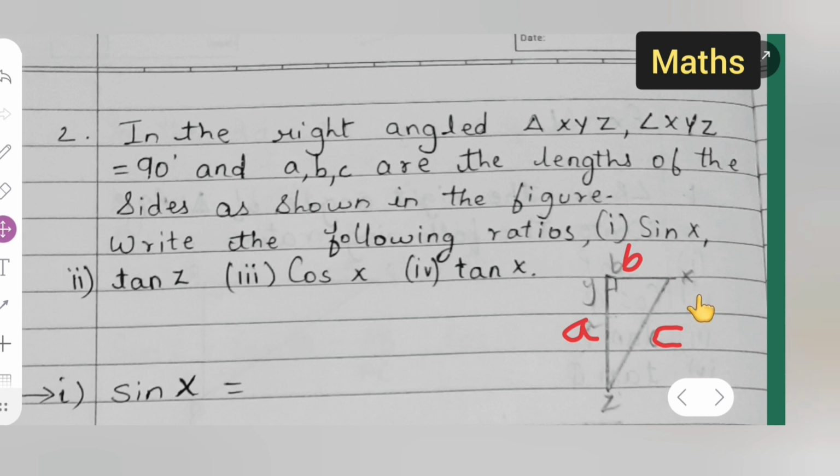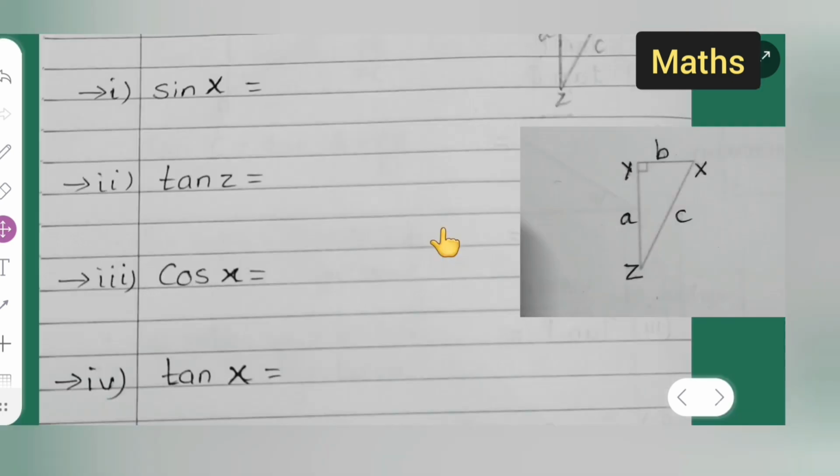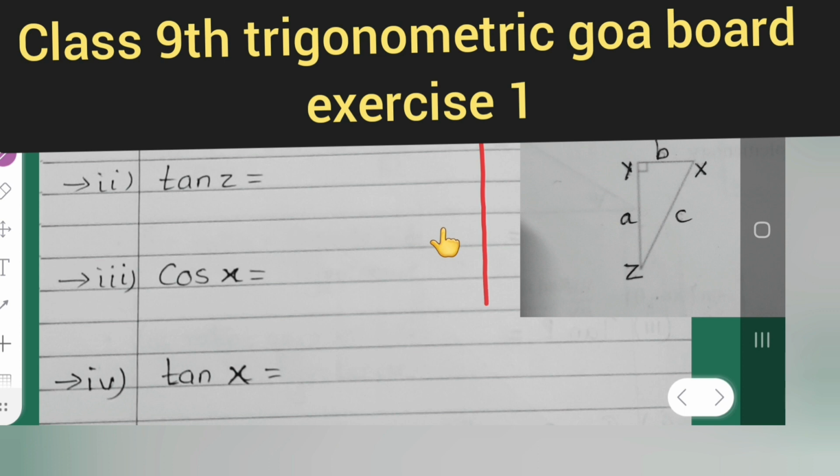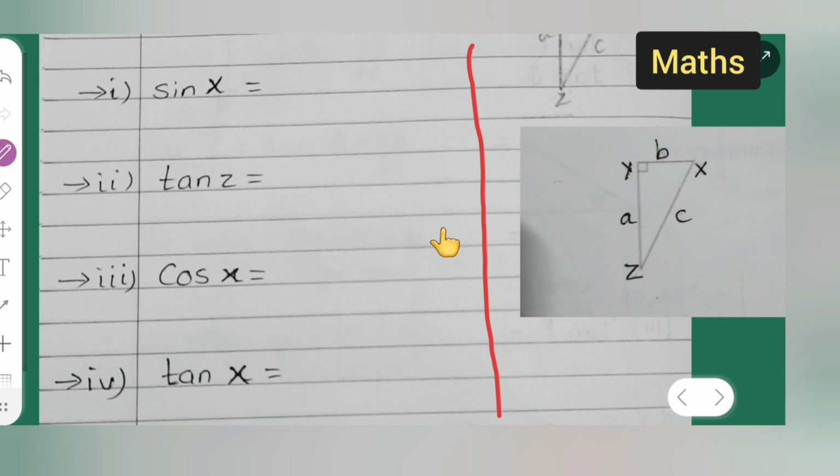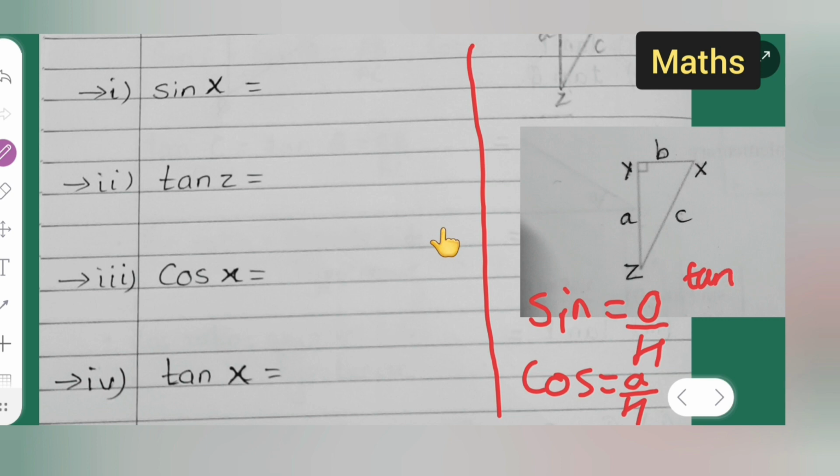Sin was opposite upon hypotenuse, right? So here we need to write it down for each and everything. So basically, let me write it down for you all. Sine was nothing but opposite upon hypotenuse. Cos was nothing but adjacent upon hypotenuse. Tan was nothing but opposite upon adjacent, right?